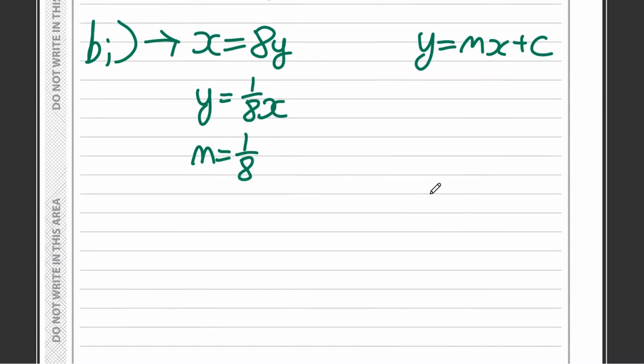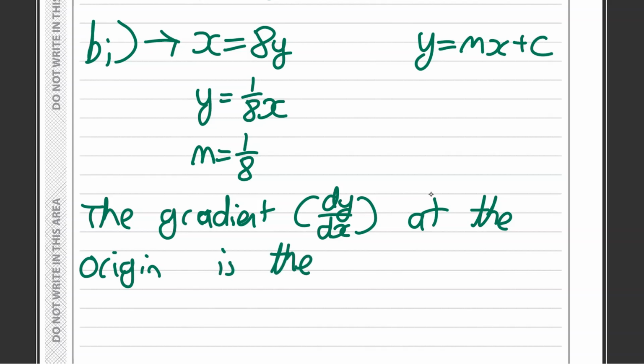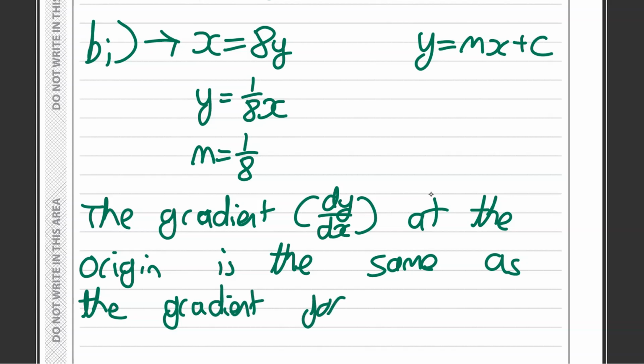So we can say that the gradient, which is dy over dx at the origin, is the same as the gradient for the line in part BI. And this would give you the mark.